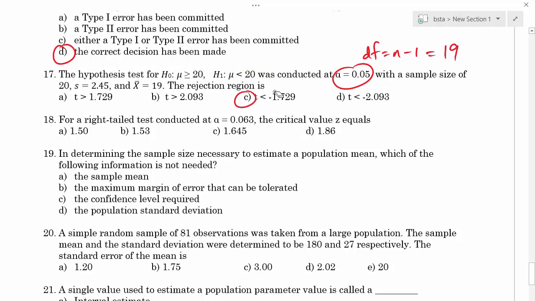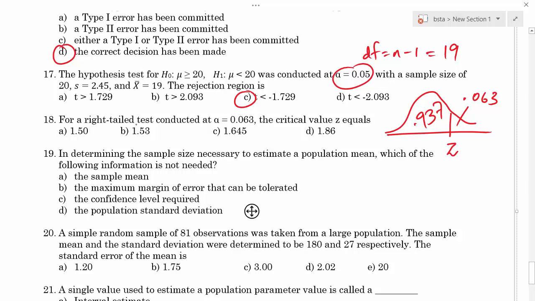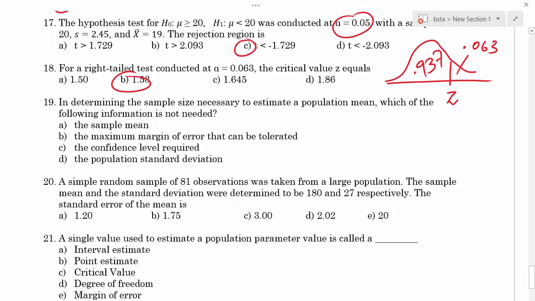Number 18, right-tail test. What is your Z value? Right-tail test just means this is a one-tail test and you have 0.063 here. What is that Z value going to be? Normally, when you go to the table and look at 0.063, it's going to be on the negative side. So you subtract that from 1, which gives 0.937. So you do a reverse lookup for 0.937 in the Z table. Like I said, if you look up 0.063, it just gives you the negative version of that number. 1.53, thank you.